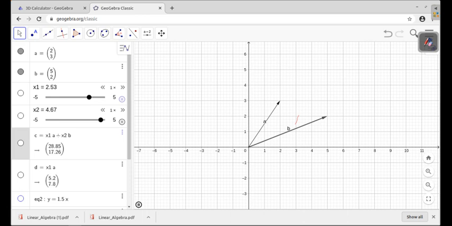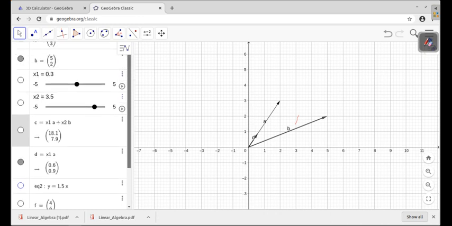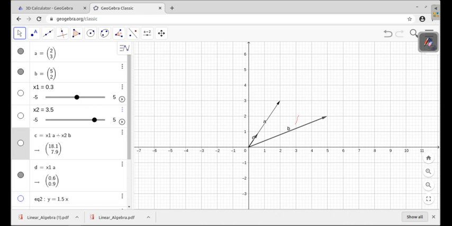Now I'm leaving that part and stopping the animation. Now I will take d equal to x1 times a. That is actually the second property, multiplication by a scalar. x1 can take any value. So if you can see, when x1 changes, d changes. The entire elements are changing. So this is also an example of a linear combination.